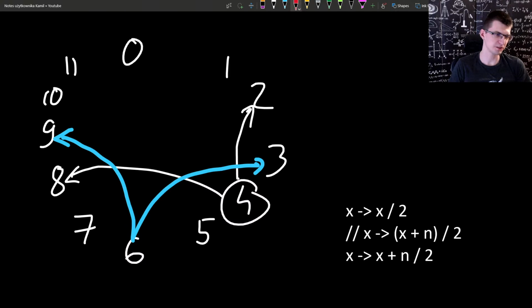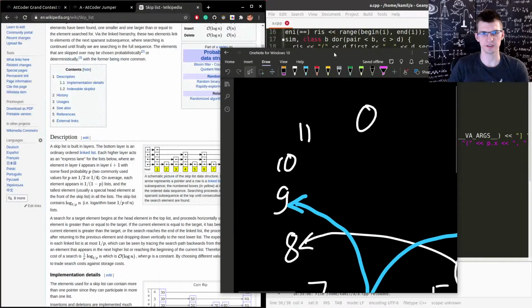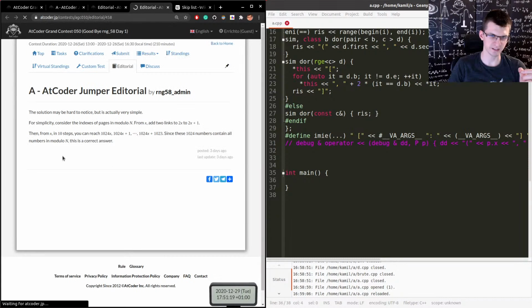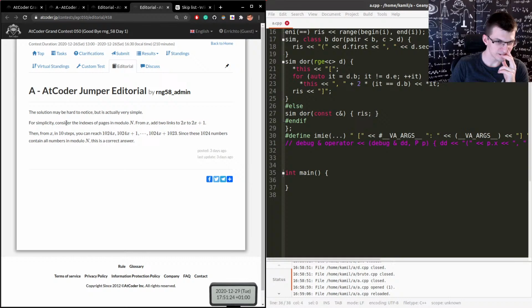All right, at this point, I give up with A. I want to move on to other problems. And I'm sure that already in the chat the correct formula appeared, but let me see the correct formula, and then I will try to analyze it. What? From x, add two links to 2x and 2x plus 1, modulo n.